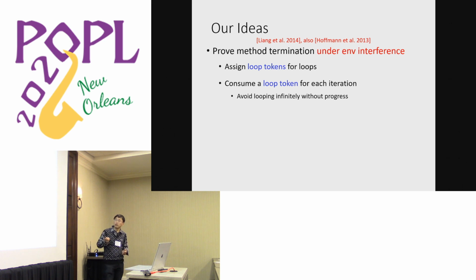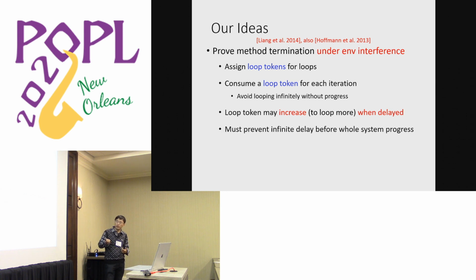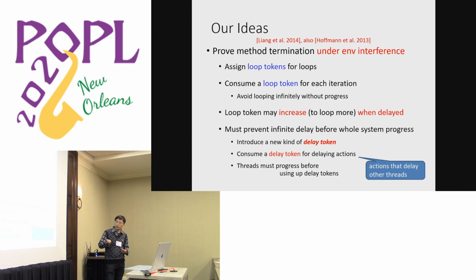Then the idea is still the same as before. In a sequential program, we assign loop tokens, and each round of the loop consumes one token. Then we allow the number of loop tokens to increase if we know it is delayed by the environment. But then we need to prevent infinite delay before the whole system progresses. And to prevent infinite delay, we introduce a new kind of delay token, so that whenever a thread delays others, it has to consume a delay token. And so a thread must progress before it uses up all its delay tokens. It's a second level of tokens.